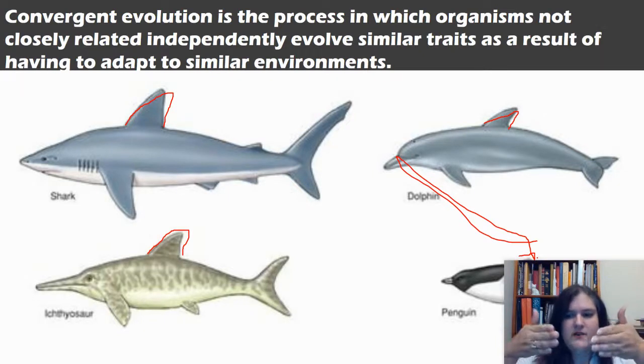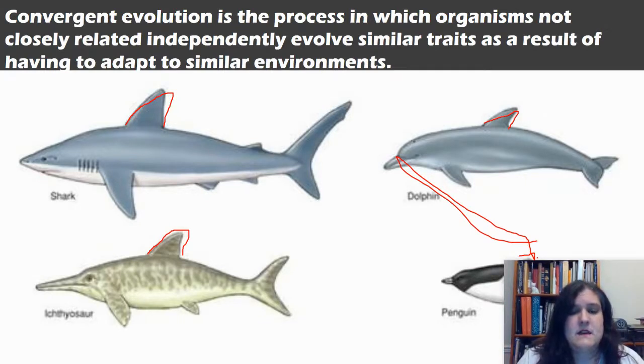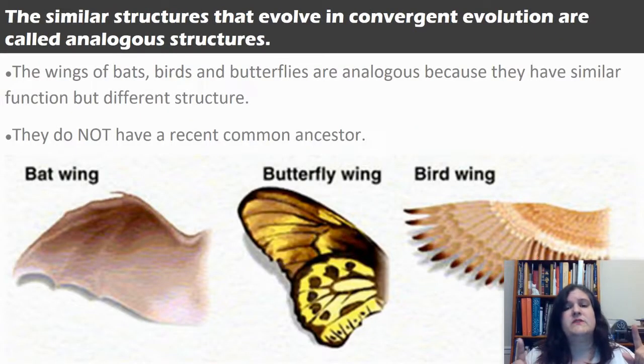That's called convergent evolution. You have to go back pretty far to find, like, you don't find a common ancestor for them in that same kind of way. Okay. So similar structures that evolve in convergent evolution are called analogous structures.